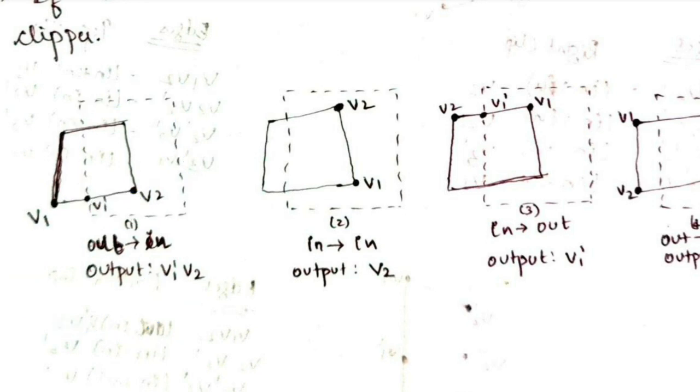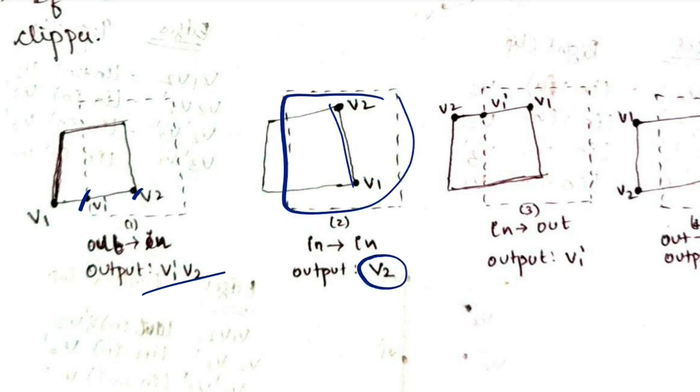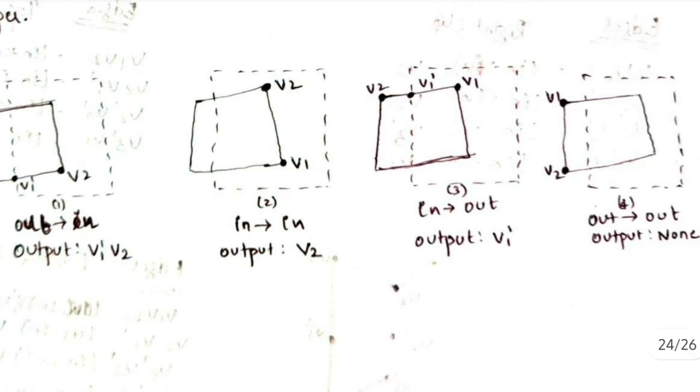So if it is from out to in, at that time what I will write is V1 dash V2. The output will be V1 dash V2. I will write like that. If it is V1 to V2 and both are inside, I will just write V2, the ending point. If it is in to out, that means from V1 to V2 like this, then I will write only V1 dash. Finally, if it is both outside, then I will not write anything. Okay, I will just discard that point.